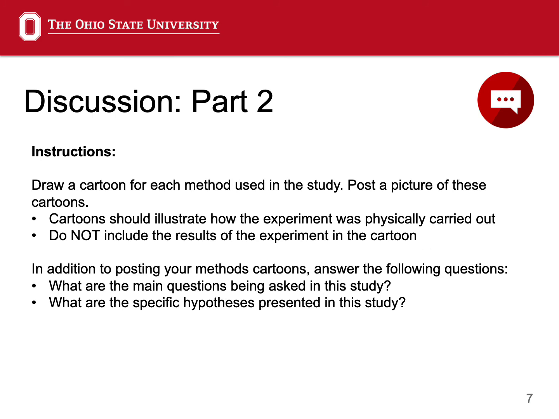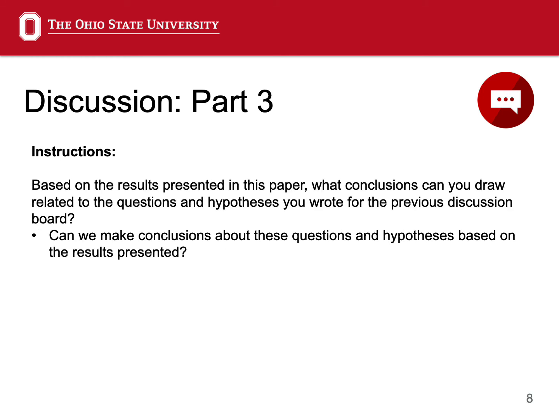For the second part of this activity, students read the methods section of the article. They then draw a cartoon that demonstrates how the study was physically carried out. Students also write out the main questions and hypotheses presented in the paper. For part 3, students read the results section of the paper.